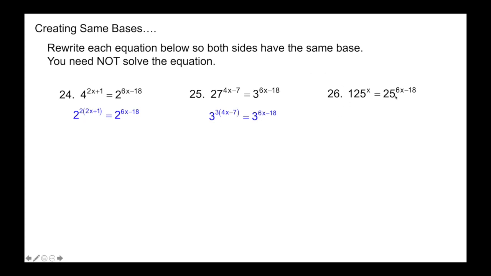For 26, again, I start with this 25 and I think, can I write this one to have a base of 25? And in this case, no. So instead, I'm going to look at 25 again and I'm going to think, well, what could I use for that? Well, 2 doesn't work, 3 wouldn't work as a base, 4 wouldn't work, 5 does. So this is the same thing as 5 squared. So now I'm trying to decide if this can be written with a base of 5. And it can. That would be the same thing as 5 to the third. So on the left side, I'm going to get 5 to the 3x, and on the right side, I'm getting 5 to the second for 25, and then in parentheses 6x minus 18. From there, I would be able to distribute that 2 in again if we were going to go that route.